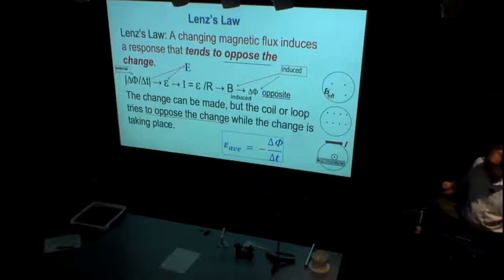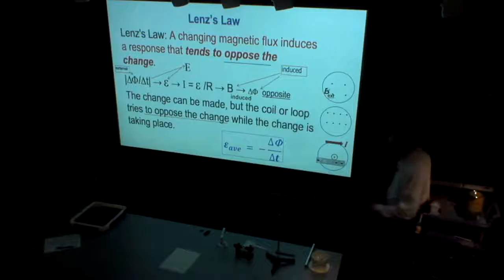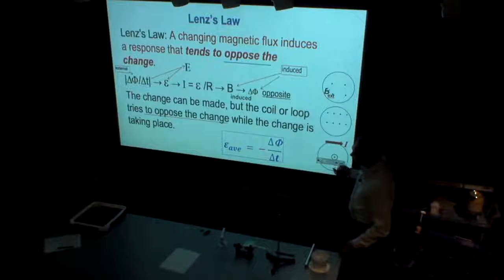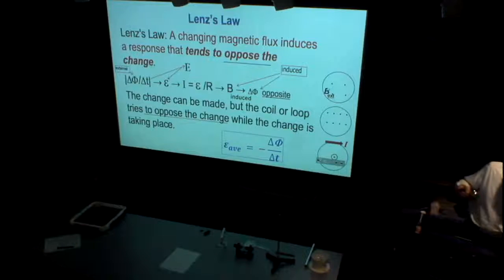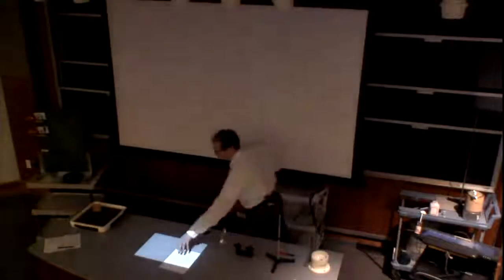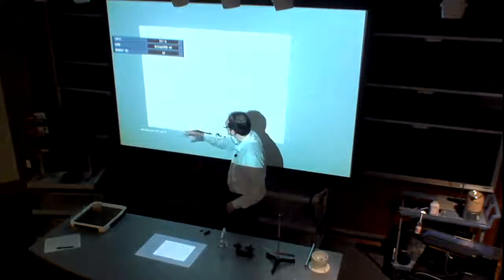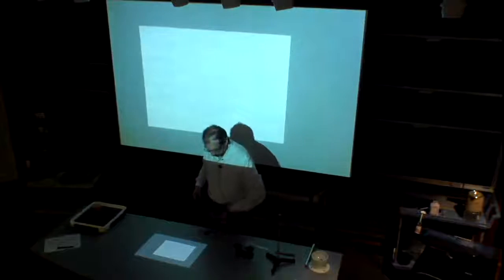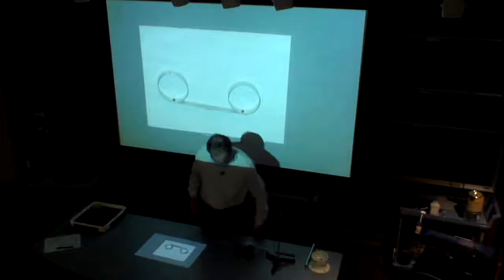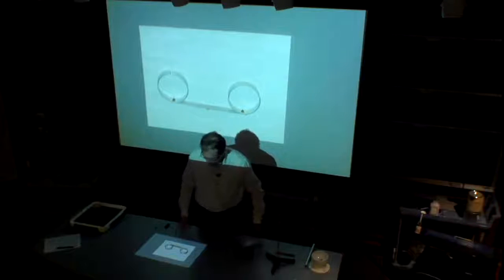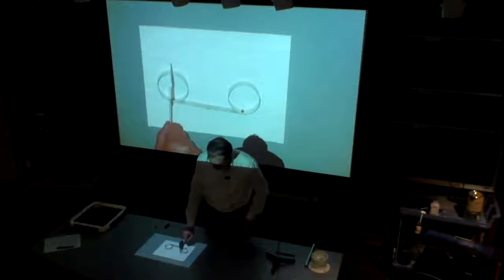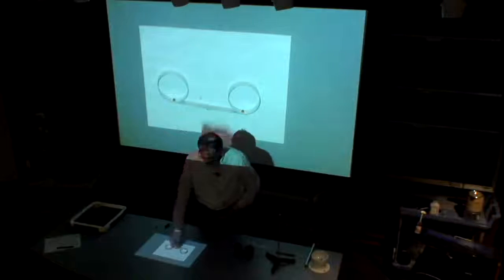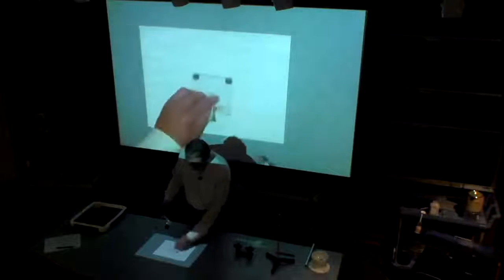So let's take a look at a couple of experiments related to Lenz's law. You know what? I'm just going to switch. So here, again, it's a classical experiment. We have two loops. One loop has a clear cut in it. The second is continuous, both made of aluminum, so conductive loops.